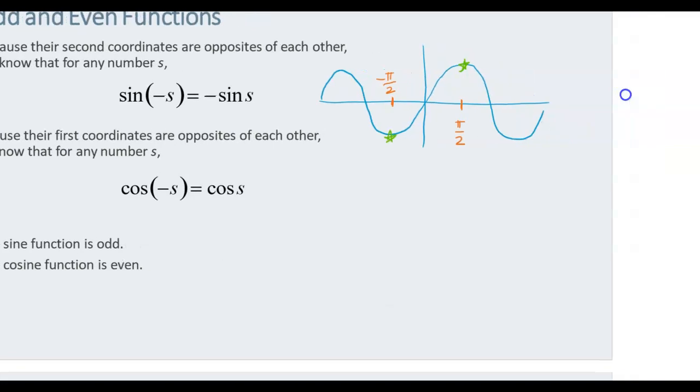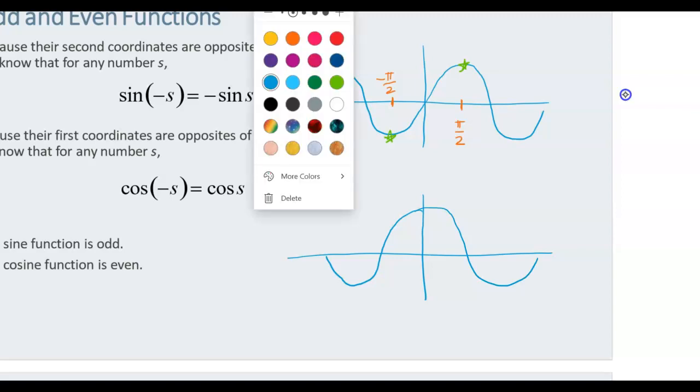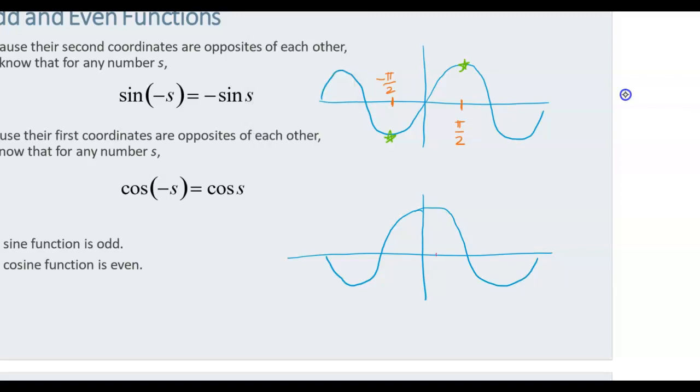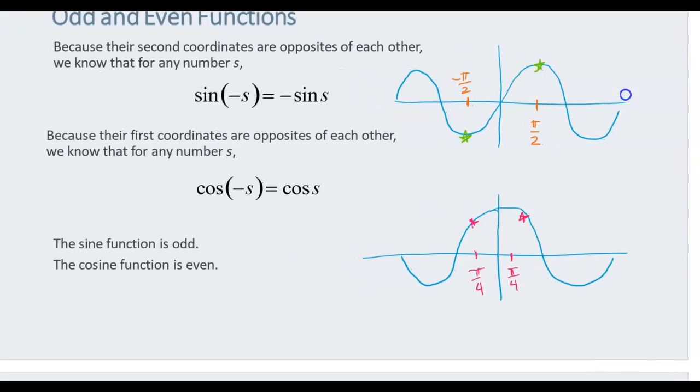For cosine, the graph is even. If I go to, let's say, pi over 4 versus negative pi over 4, I get the same output value. So sine is an odd function and cosine is an even function.